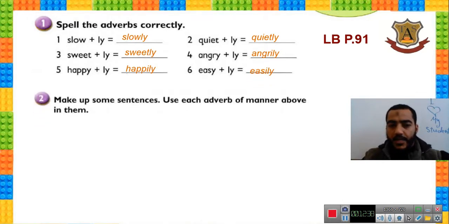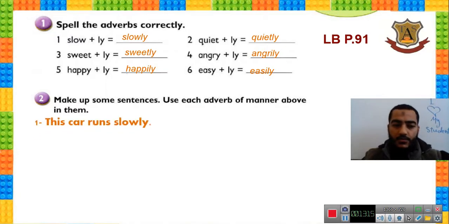Exercise number two. Make up some sentences. Use each adverb of manner above in them. Make up some sentences. Use each adverb of manner above that we did. These six adverbs. Put them in a sentence. Slowly. How to make a sentence? Okay, please make a sentence. Pause the video. Stop the video and make sentences. Six sentences. Using this adverb and come back to listen to or to see the answers.